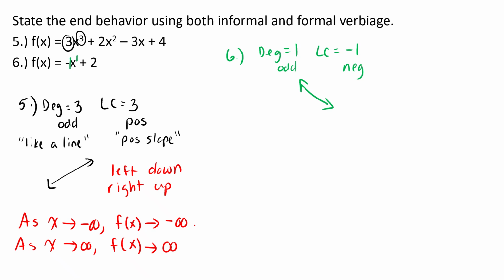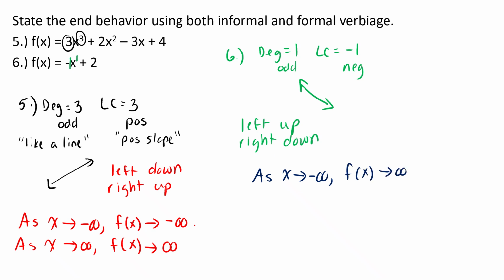So we're looking like that kind of template, in which case the left is going up and the right is going down. In our more formal notation, we'd say as x approaches negative infinity, f of x is approaching infinity. So that's our fancy way of saying left and our fancy way of saying up. As x approaches infinity, fancy way of saying right, f of x approaches negative infinity. Fancy way of saying down.